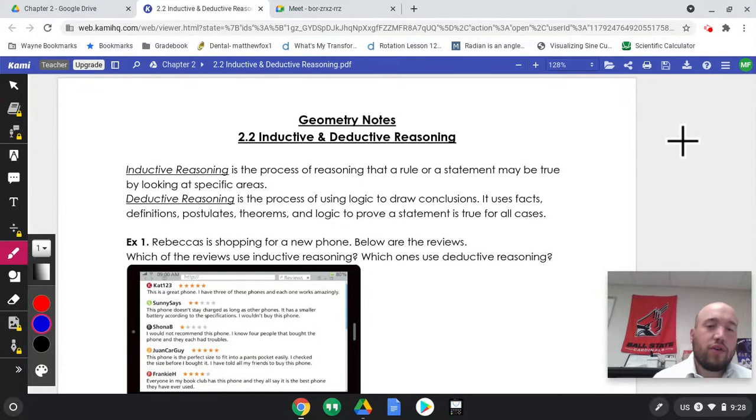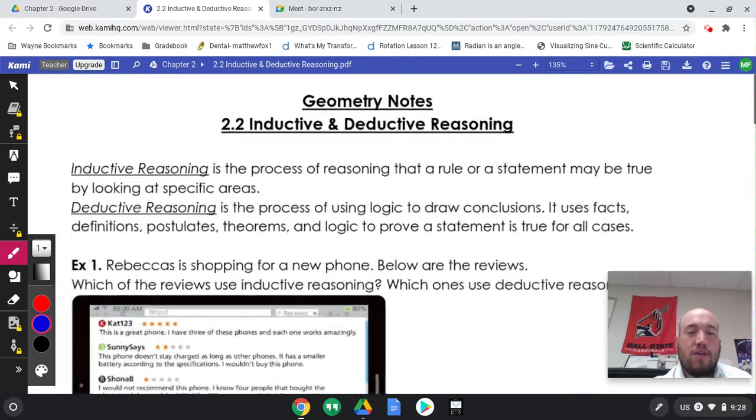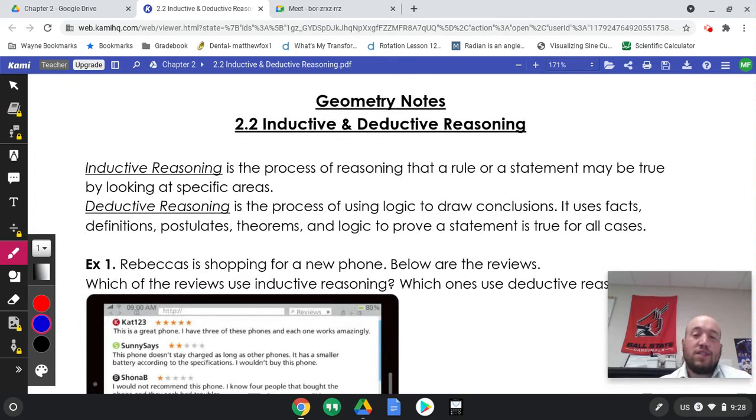Today we are going to continue on in Chapter 2. We're starting off with some inductive and deductive reasoning, talking about what those mean, and then moving into something called algebra proofs. Okay, so if we look here at our definitions, inductive reasoning is the process of reasoning that a rule or a statement may be true by looking at specific areas.